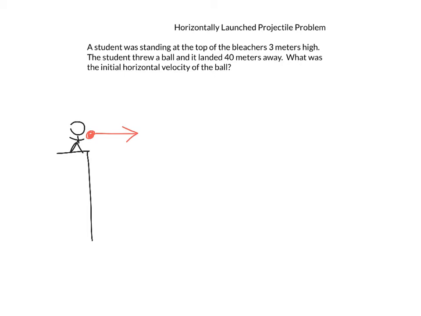Let me add a few more things in here. He said that it was 3 meters high and that it's landing 40 meters away. Let's say that's 40 meters. This is obviously not drawn to scale. There we go. What was the initial horizontal velocity of the ball?